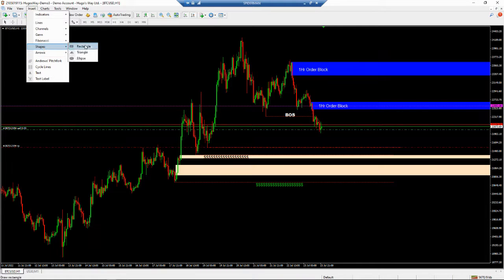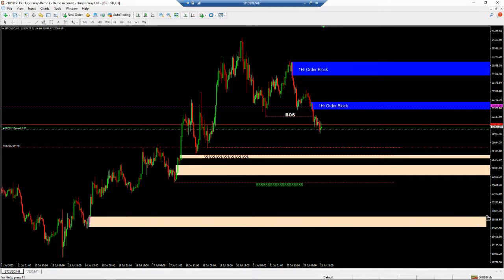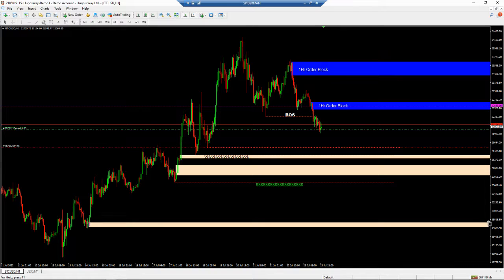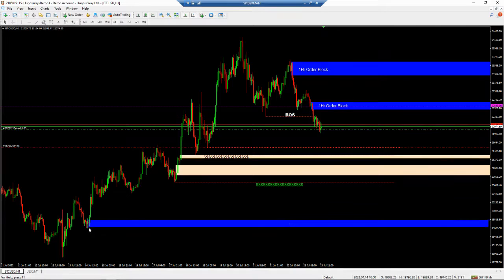So shapes, rectangle. I would draw this red candle and wick out to here as an order block. I'm gonna make that blue, same as the other order blocks, which is a 1 hour order block. So price at some point is gonna have to come all the way down here. So since this is a 3 lot sale, once I go into profit, let me see, I'll probably take some of that off the table.